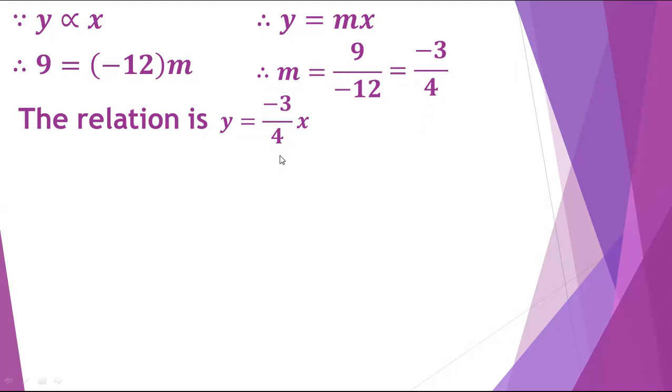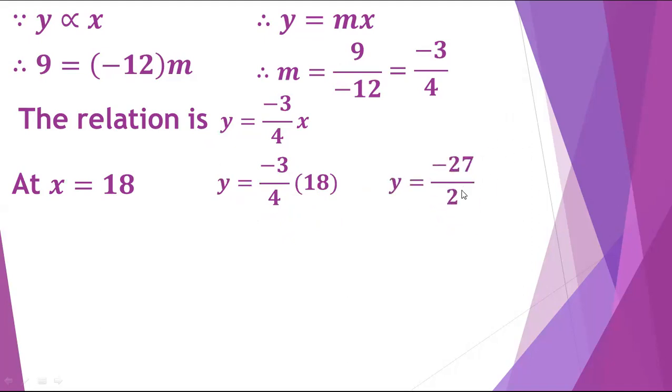By using this relation, we can find the value of y if you have any value of x, and the value of x if you have any value of y. He asked me to find y at x equals 18. At x equals 18, y equals negative 3 over 4 times 18. By using your calculator, y equals negative 27 divided by 2.